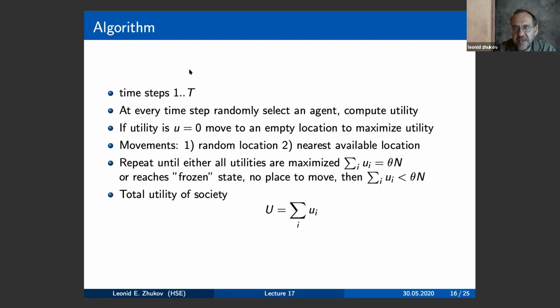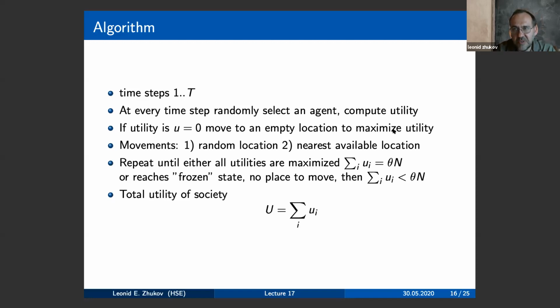So depending on the network, you can actually model this on the network, right? So how do you model this? Pretty much as we discussed, a very, very simple model. You turn on the clock, and there are time steps. At every time step, you randomly select an agent, or you go through all of them one agent at a time. And if the utility of the agent is 0, which means this is an unhappy agent, you move to an empty location to maximize utility. This movement could be to a random location or the nearest available location or whatever you decide. And then you just repeat.